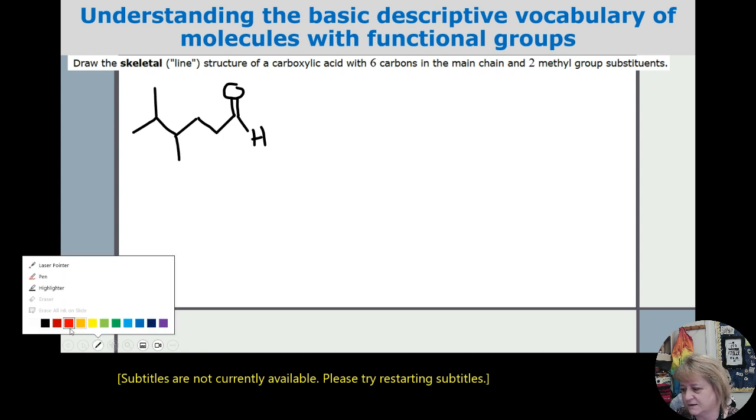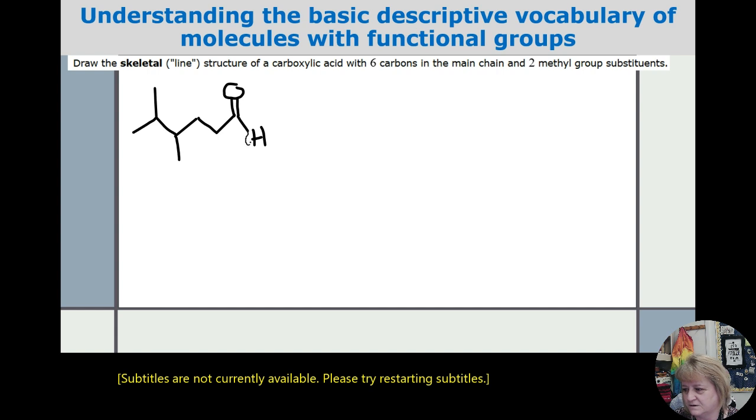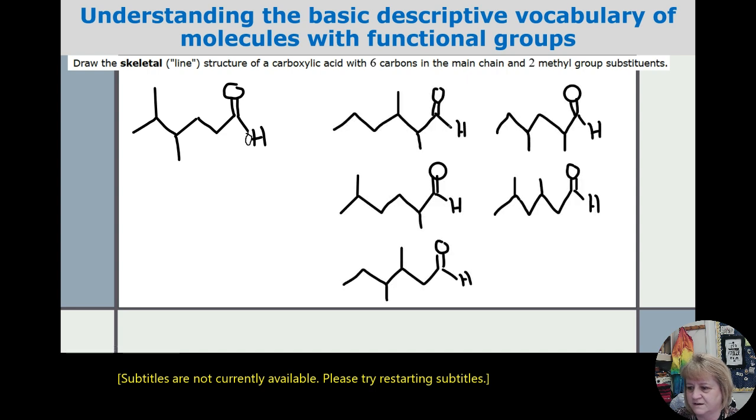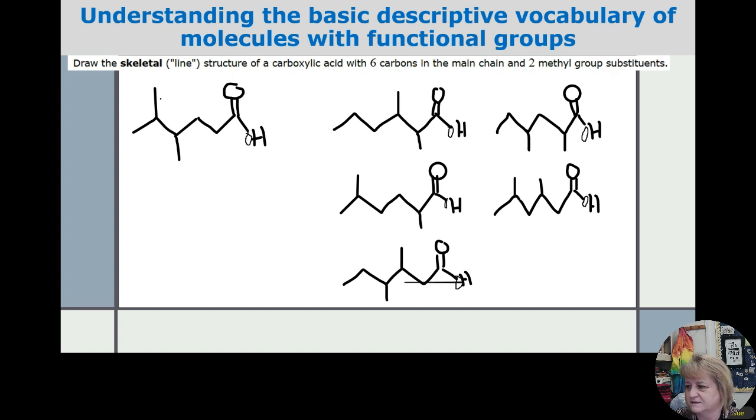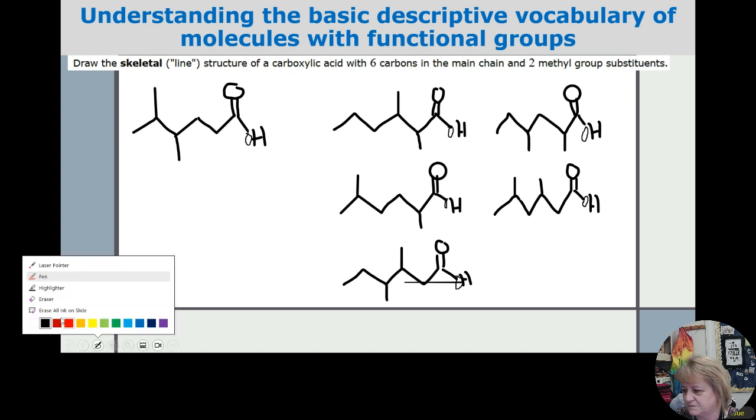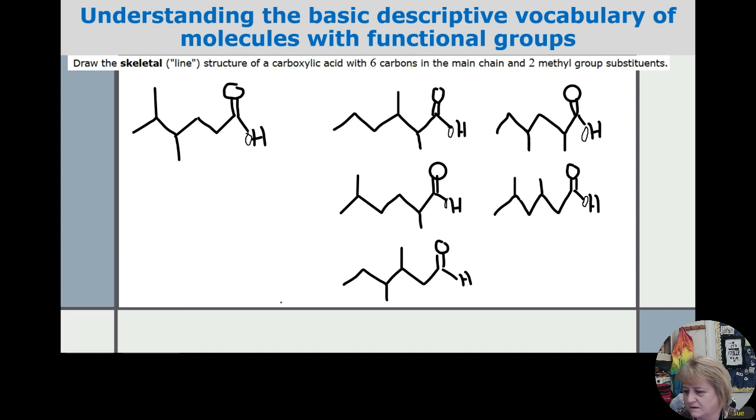Let me fix that really quickly. That should be an OH. So a carboxylic acid has an OH. And then we need 2 methyl groups. Oh, bad. To be a carboxylic acid, it has to have an OH. I have an aldehyde there. So let's make sure we do an OH on all these. Let's fix that one that didn't want to do it. I don't know why that did that. So all those should have an OH.